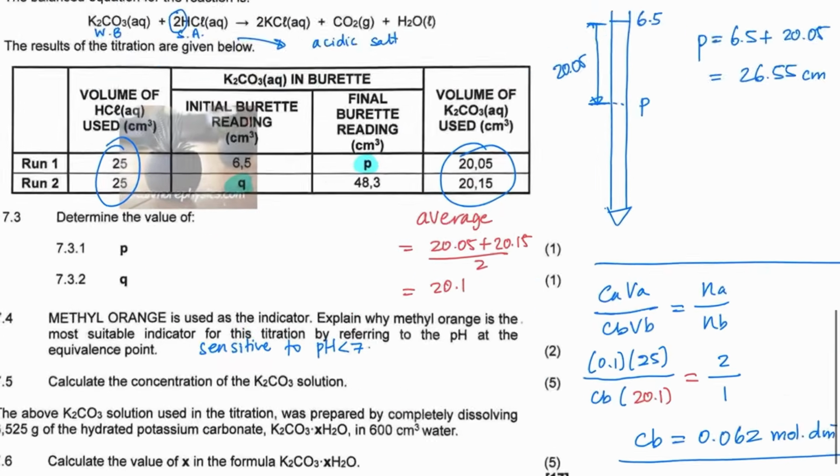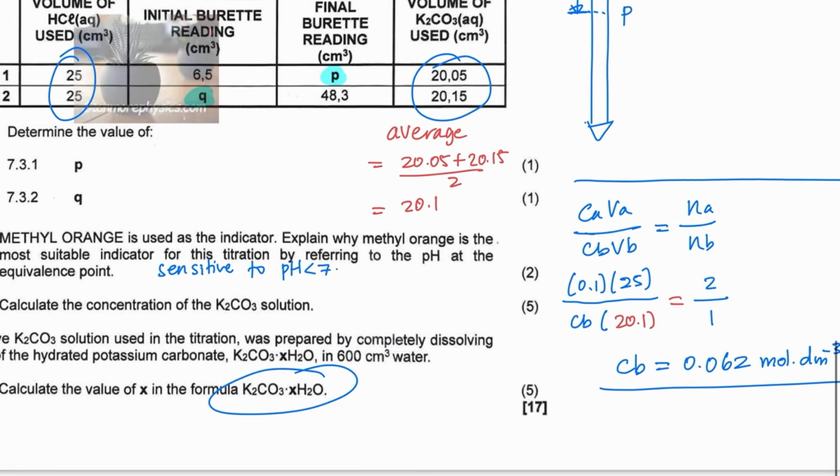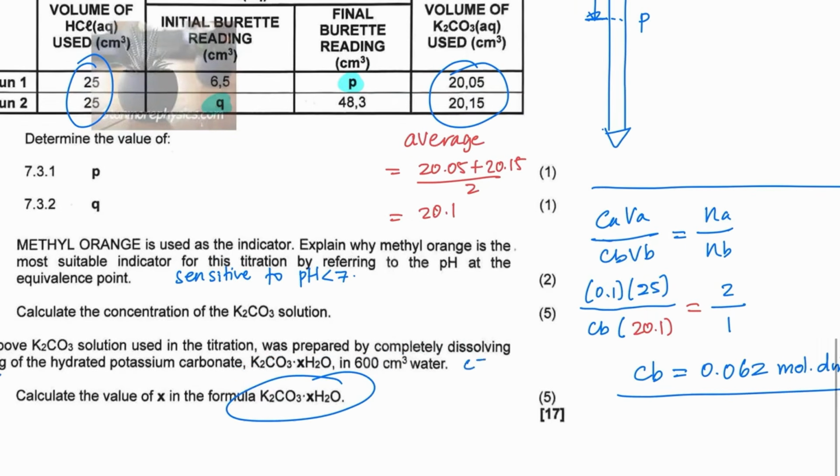Now let's move on to the last question. The above K2CO3 solution used in the reaction was prepared by completely dissolving 6.525 grams of the hydrated potassium carbonate in 600 cm cubed of water. Calculate the value of X. So they want to know what is X here. So what do we know about this solution at the start? Well, we know its concentration. We just worked out the concentration. So the concentration of this is 0.062.